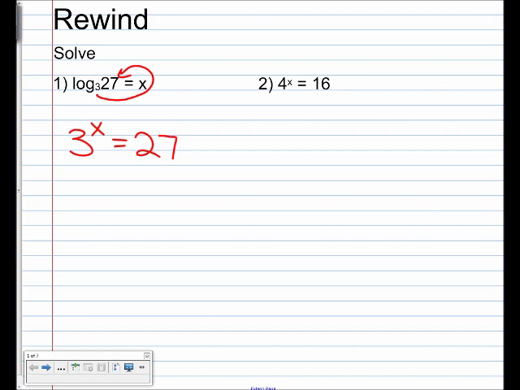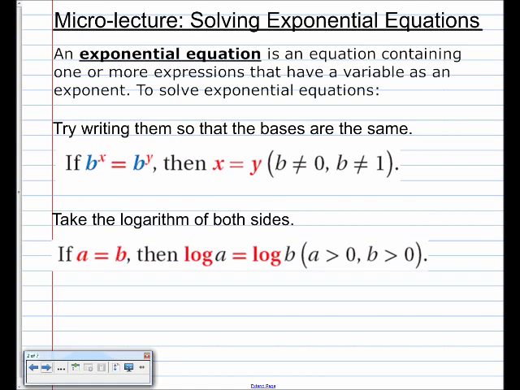If you look at number 2 in the rewind, this is an exponential equation. And you guys solved it by looking at it. What number makes that true? 2. Boom, you didn't even do anything. You solved it, you know it's 2. I'll be showing you today 2 strategies that we can use to solve those types of equations.